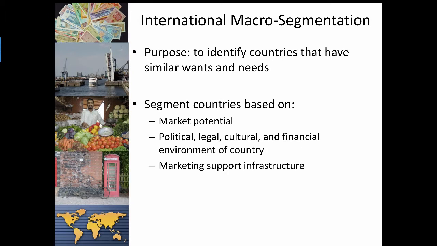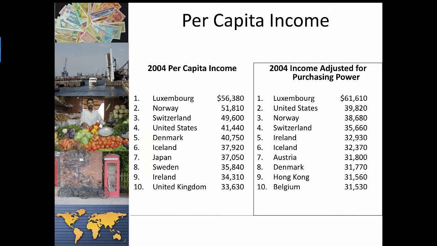Okay, international and macro segmentation. The idea here, that macro segmentation piece, is to identify countries that have similar wants and needs. And we can segment countries based on their market potential, political, legal, cultural, and financial environment of the country, and the marketing support infrastructure. So for example, this shows you per capita income first, and then income adjusted for purchasing power.